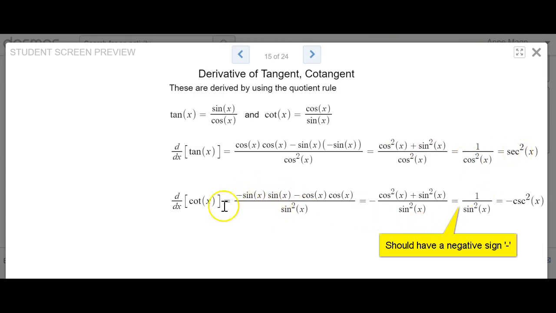And then a similar computation for cotangent x, except there should be a negative sign here, by the way. See how there's a negative? It should have been carried here. So the derivative of cotangent x is minus cosecant squared x. So notice that the derivative of cosine was negative sine x, and the derivative of cotangent is negative cosecant squared x.